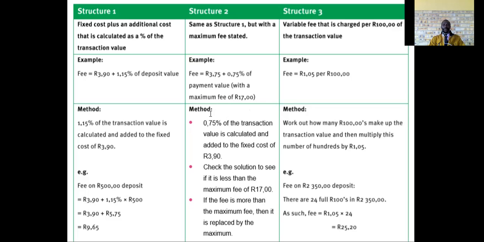The 17. And then lastly, there is this other one here, where you're supposed to work out how many 100s make up the transactional value and then multiply this number of hundreds by that. You see, for example, fee on a 2,350 deposit, there will be 24 full 100s right here. As a result, you will have this by 24. Well, it makes a lot of sense when we look at this example here. So let's see this example.